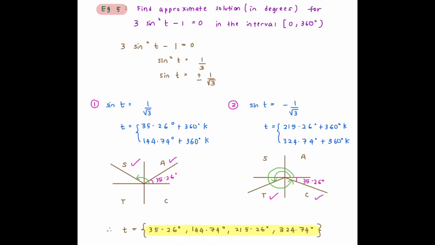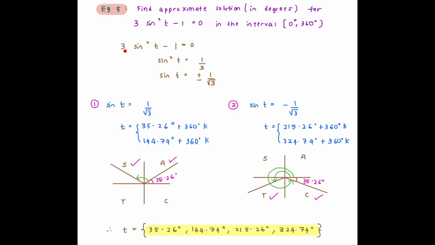Now let's move on to example 5. Find the approximate solution in degrees for this equation here, and give your answer in the interval 0 degree to 360 degree. So let's see here, the question asks you for an approximate solution, meaning that you can give your answer in decimal. You are not required to give the exact value. And now make sure your calculator is in degrees because the question asks you for degrees.